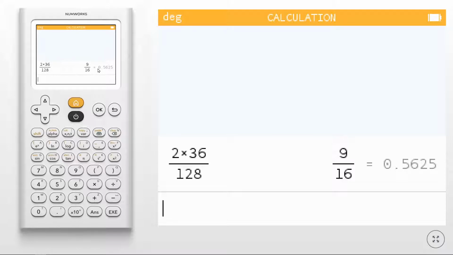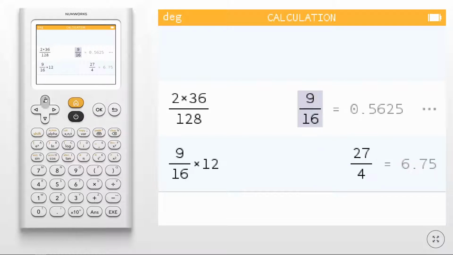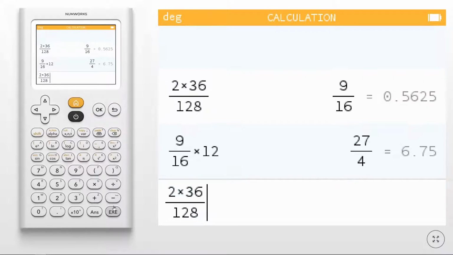So we just did a calculation. If you want to continue calculating things, let's multiply that by 12. You can just hit times, and it pulls up the last answer. And there we go. And let's say you made a mistake. You can go up and over and hit enter there, or OK. I'll take a shift to EXE.